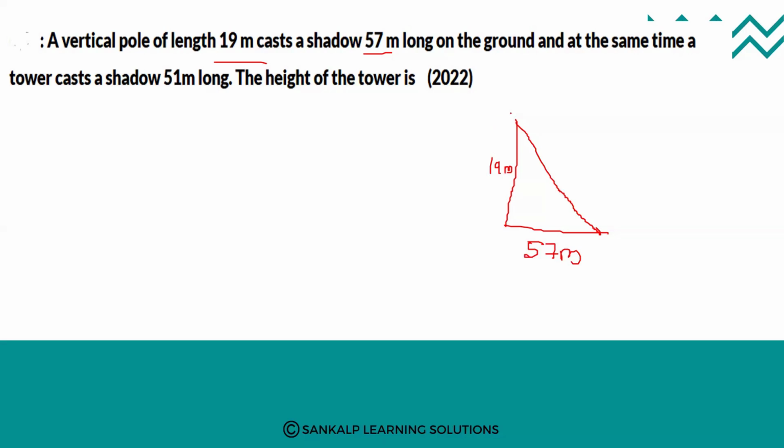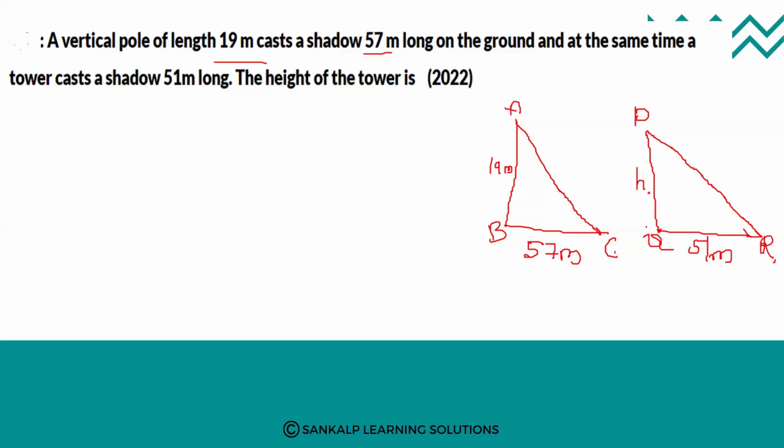Now call this triangle ABC on the ground. At the same time, a tower casts a shadow of 51 meters. See, it is a tower. It casts a shadow of 51 meter, right? So we don't know the height of the tower. So we need to find out the height of the tower, that we call H. Okay. So if I join this line, it becomes a triangle. So now call this PQR.